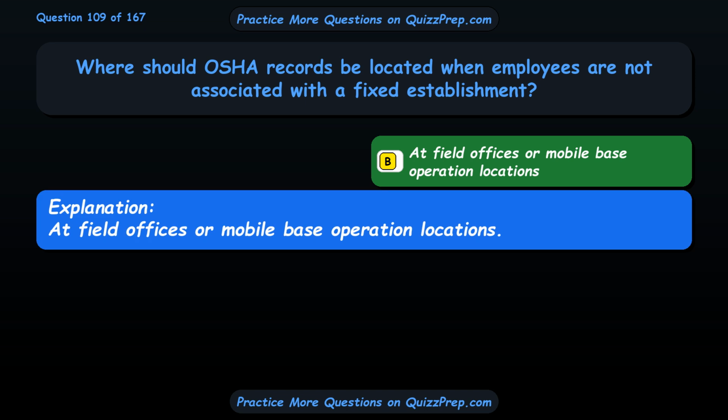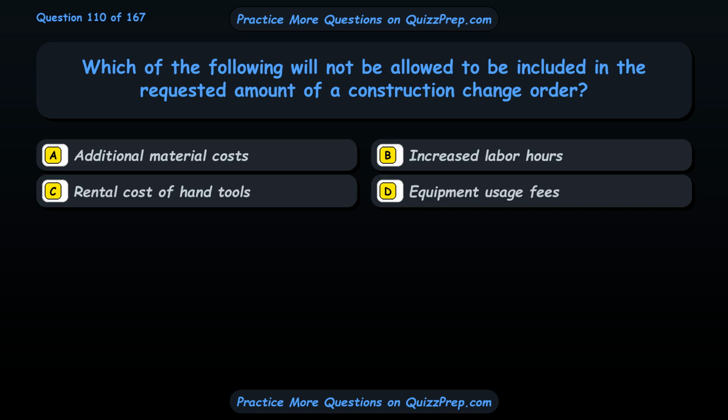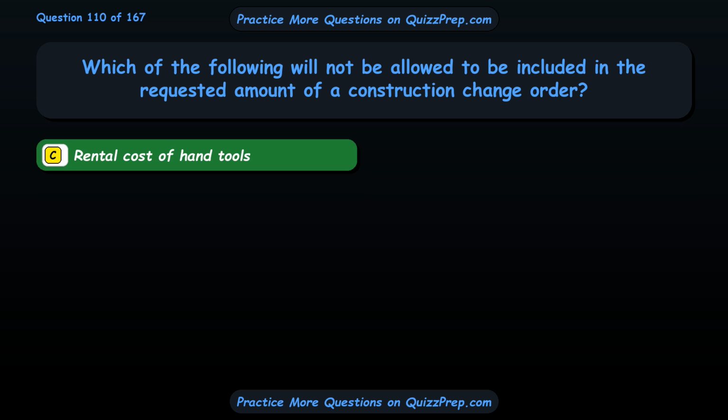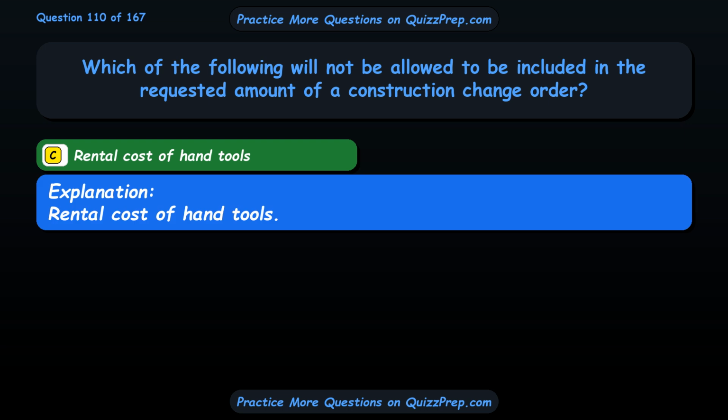At field offices or mobile base operation locations. Question 110. Which of the following will not be allowed to be included in the requested amount of a construction change order? Option A, additional material costs. Option B, increased labor hours. Option C, rental cost of hand tools. Option D, equipment usage fees. The correct answer is option C, rental cost of hand tools. Rental cost of hand tools.